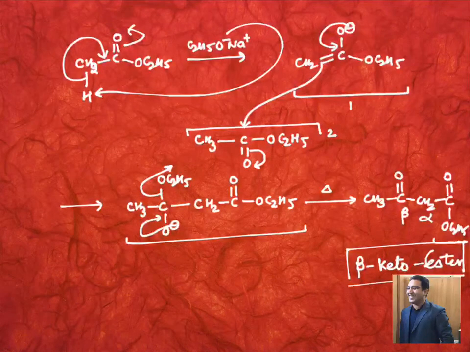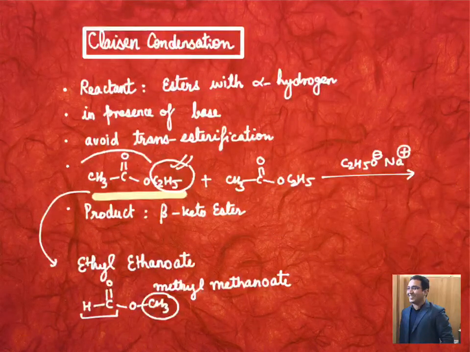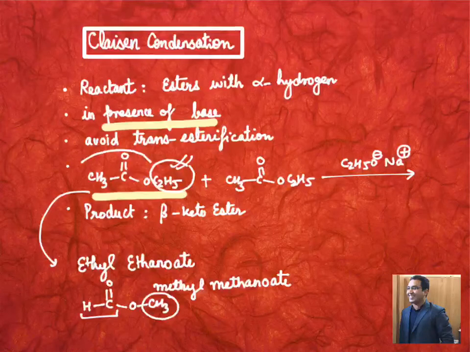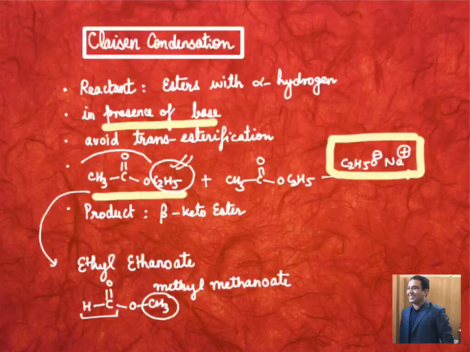I hope we understand this simple mechanism. Now just come back and see one more point. We have mentioned that this happens in the presence of a base. So what is the base here? This is C2H5O- Na+, which is a base and which is giving us the reaction.